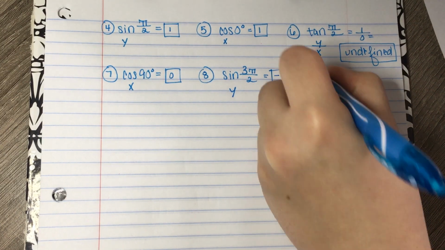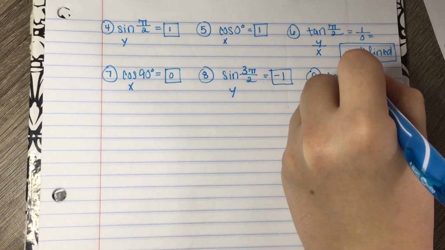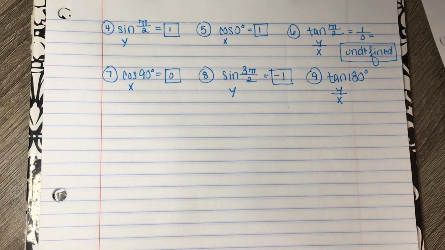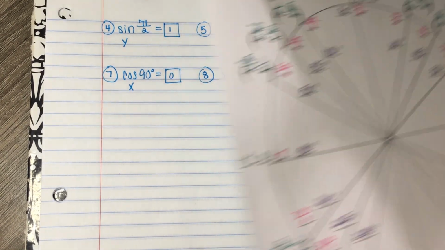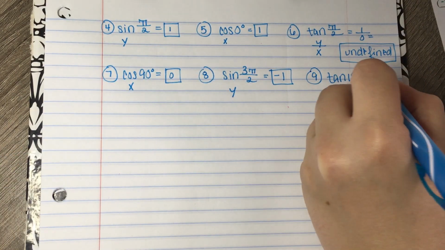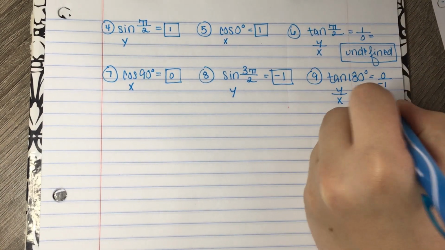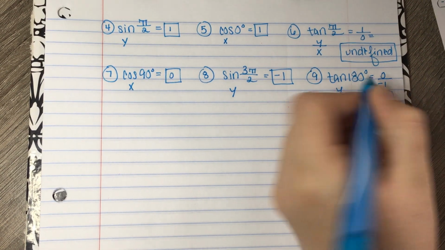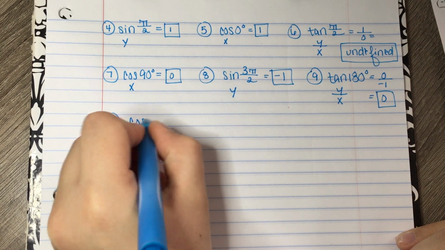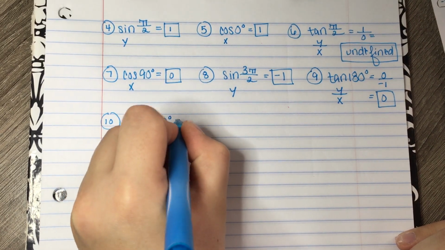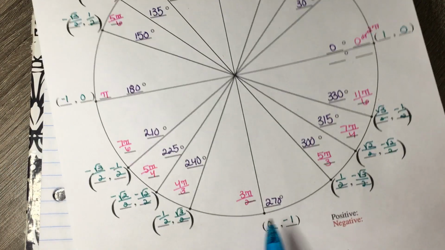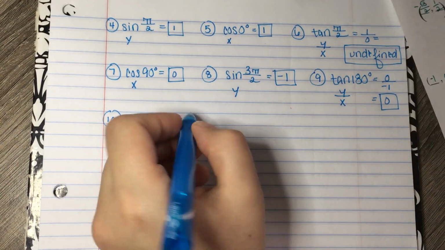Number 9, we're going to have tangent of 180 degrees. Tangent is y over x, so we're going to take a look at our coordinate points on our unit circle. My y is 0, my x is -1, so I have 0 over -1, which is 0. I can have 0 in the numerator. Number 10, we're going to do cosine of 270 degrees. All right, cosine's my x-coordinate, so my x-coordinate at 270 degrees is 0.